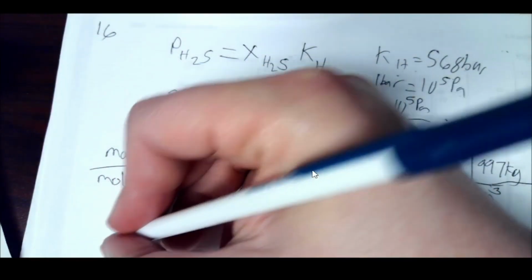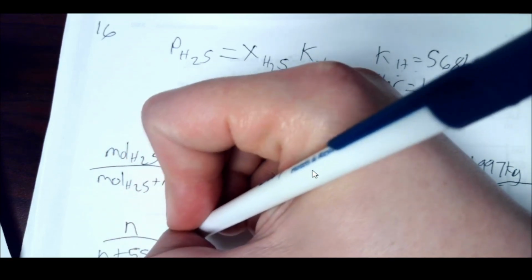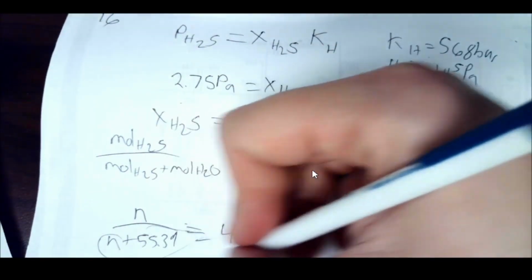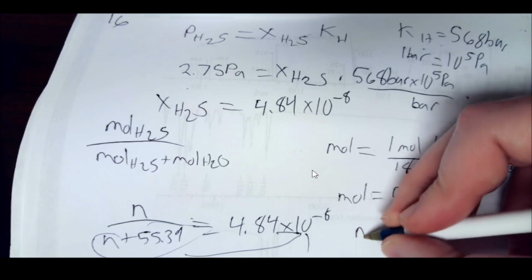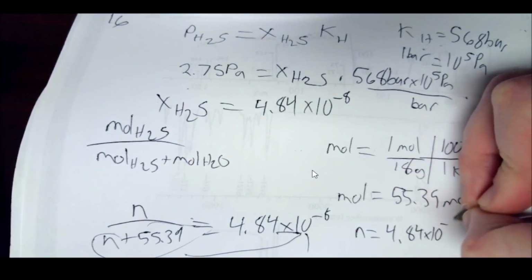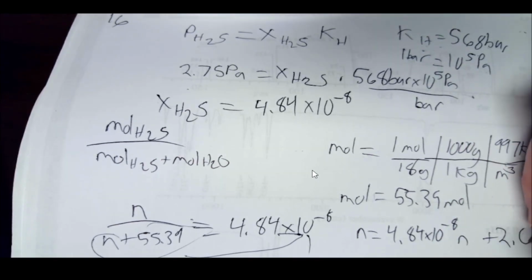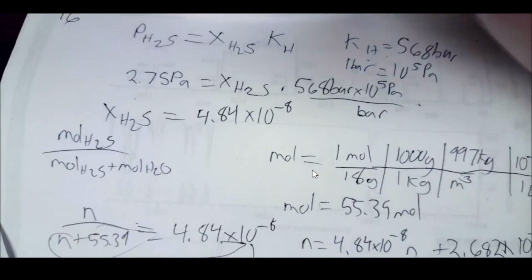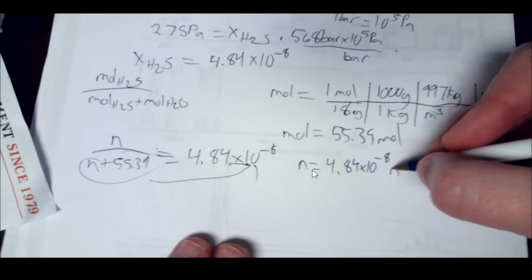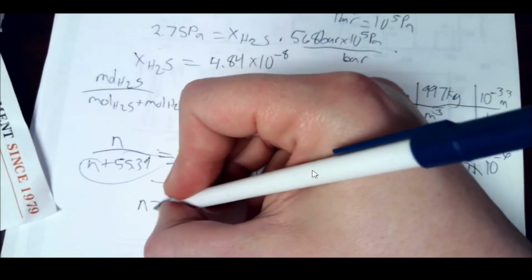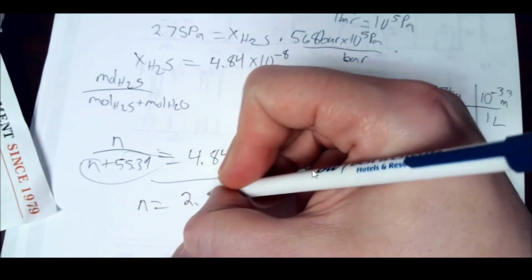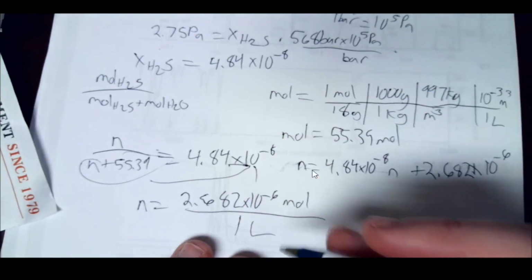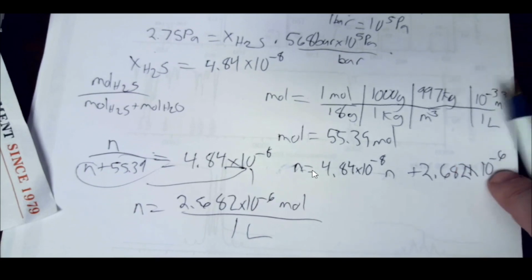Now we have N over N plus 55.39 is equal to 4.84 times 10 to the negative 8th. We're just going to get that to the other side and evaluate. So we get that N equals 4.84 times 10 to the negative 8th N plus 2.682 times 10 to the negative 6. If you solve for N, the moles in 1 liter of water is 2.682 times 10 to the negative 6th moles. We're going to assume this is so small that it does not change the volume. And that's how we would do number 16.